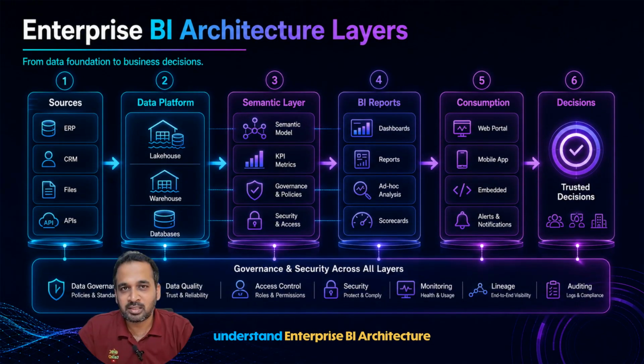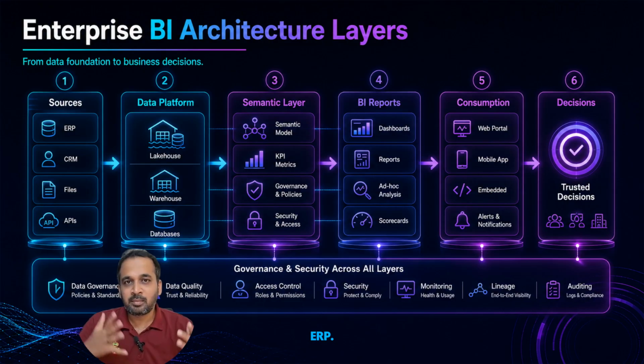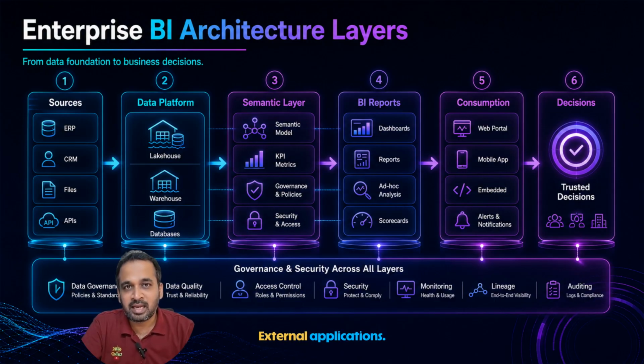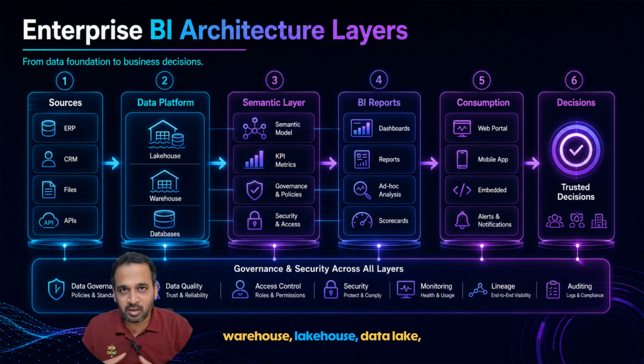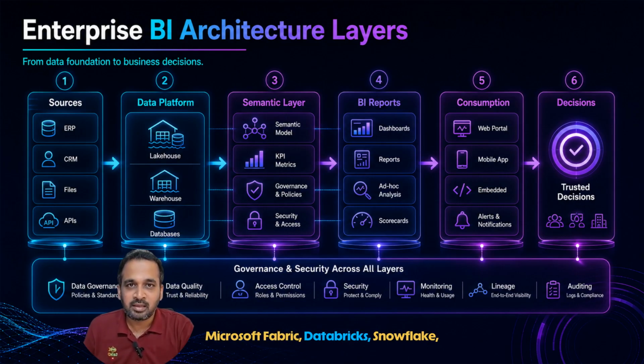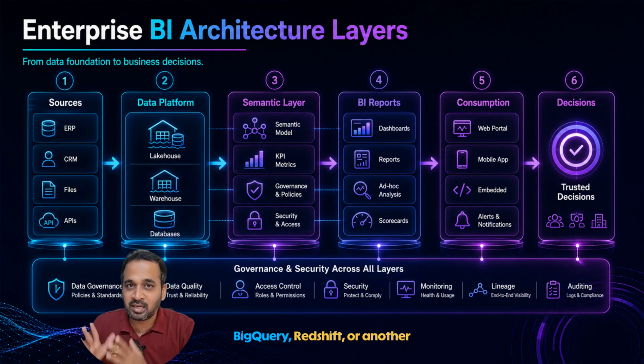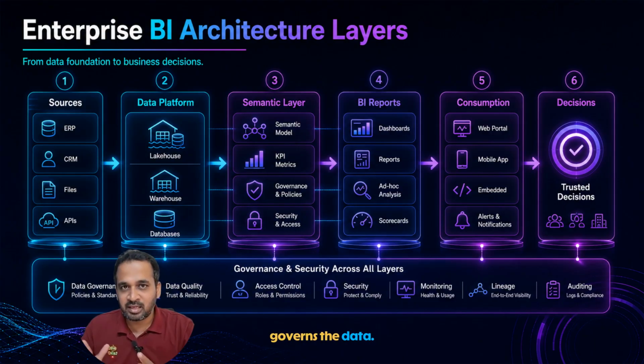A simple way to understand Enterprise BI architecture is to look at it in layers. At the bottom, we have source systems: ERP, CRM, finance systems, operational databases, Excel files, APIs, external applications. Then we have the Enterprise Data Platform. This is what we discussed in Module 1. It may be a warehouse, lakehouse, data lake, Microsoft Fabric, Databricks, Snowflake, BigQuery, Redshift or another platform. This layer prepares and governs the data.